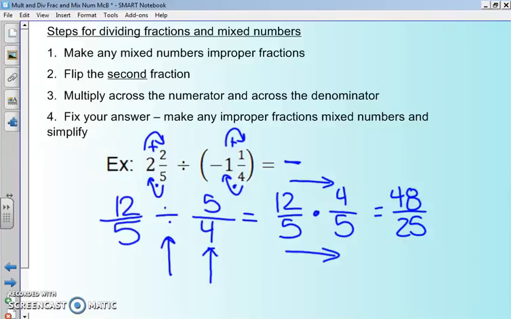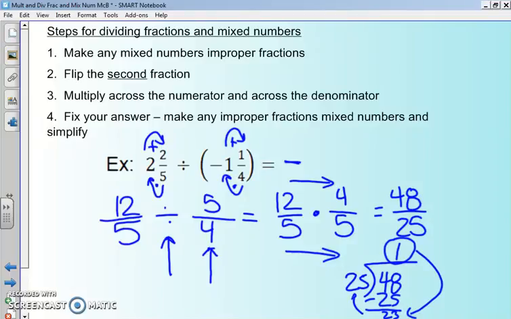Improper fraction. If you need to, you can do the long division to figure that out. But 25 goes into 48 one time. Almost twice, right? Because 25 times 2 would be 50, but not quite. So we're going to subtract, and that's going to give me 23 left over. So I know that my fraction is going to be 1 and 23 25ths.